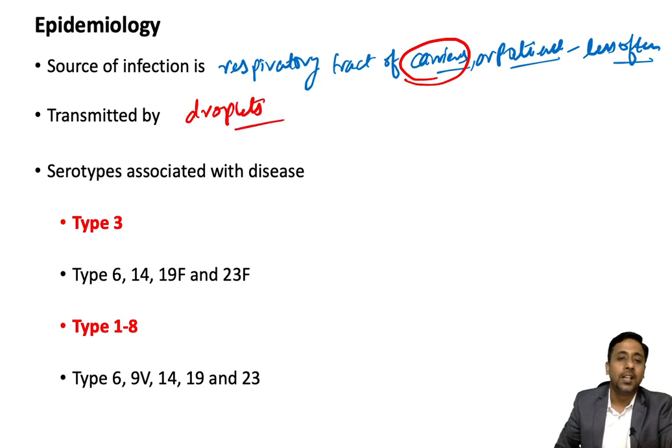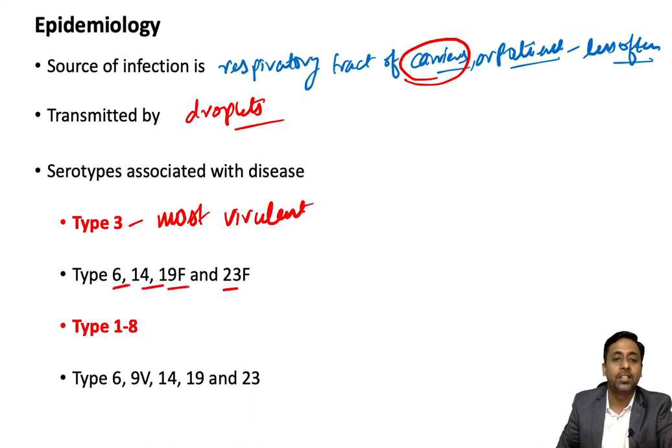And the serotypes associated with disease. The most virulent is type 3. Type 3 is most virulent, and types 6, 14, 19F and 23F are associated with invasive infections.